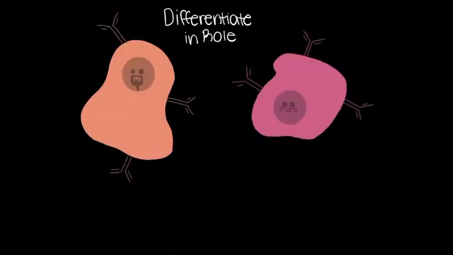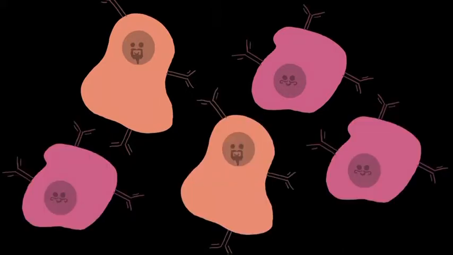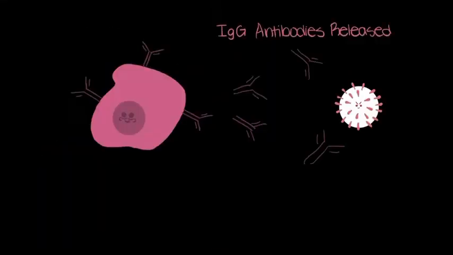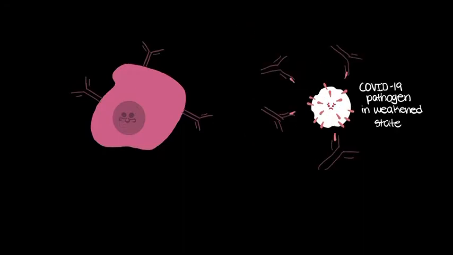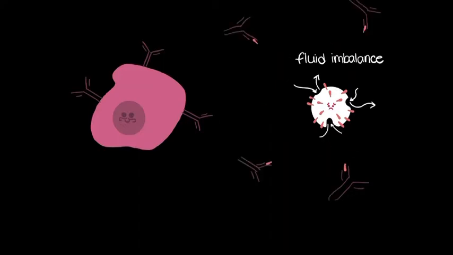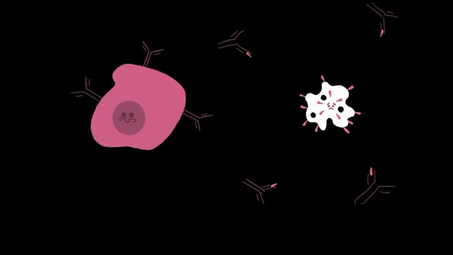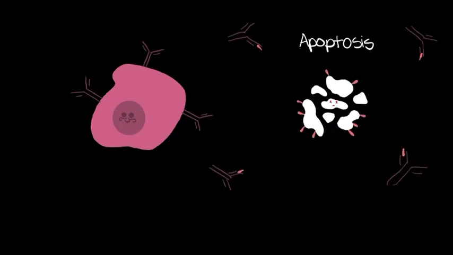B cells then diverge into two roles, memory cells and plasma cells. Plasma cells create IgG antibodies which destroy or disable antigens. This weakens the COVID-19 pathogen. In some cases, this leads to fluid imbalance in the cell as fluids leak in and out of it. The cell bursts and dies, which is called apoptosis.